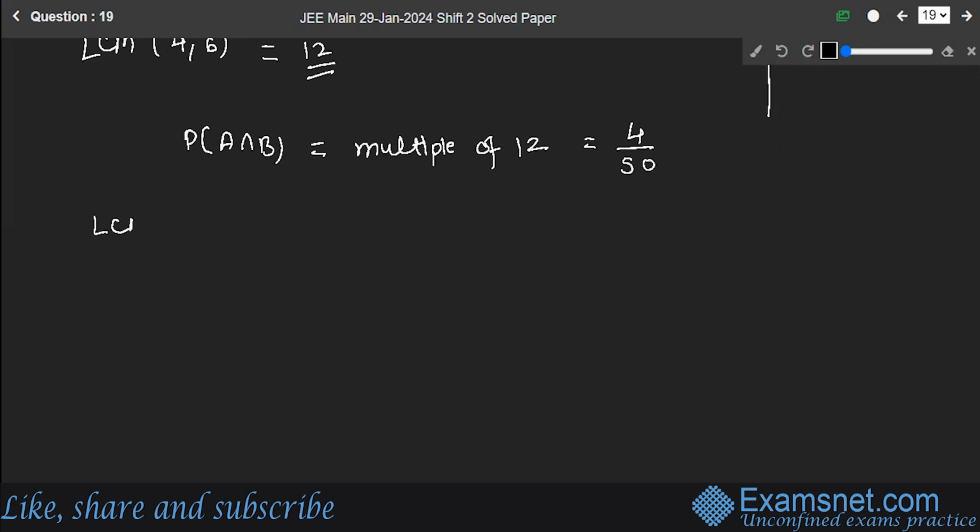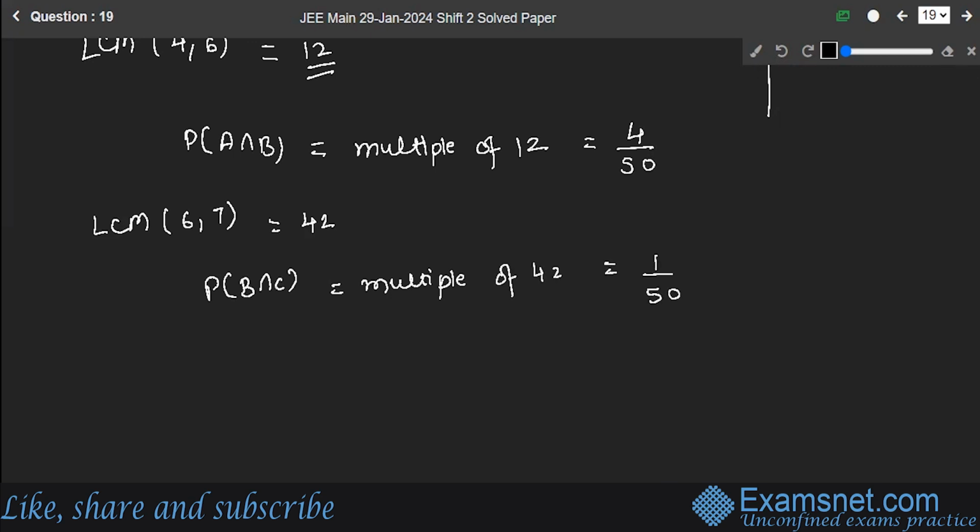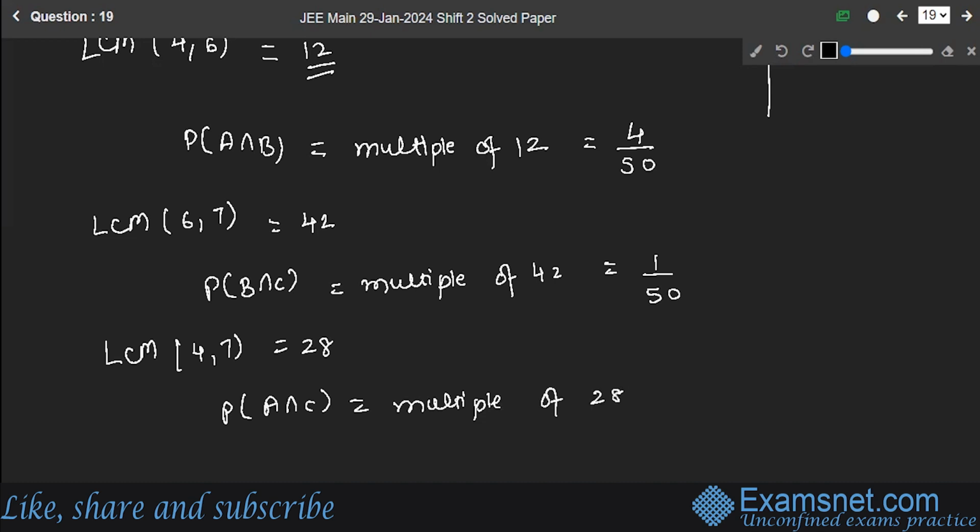Similarly, LCM of 6 and 7 is equal to 42. So probability of B intersection C, which are multiples of 42, is only one number. Similarly, LCM of A and C, which is 4 and 7, is 28. Probability of A intersection C is equal to multiples of 28. So only one number, that is 28 itself.